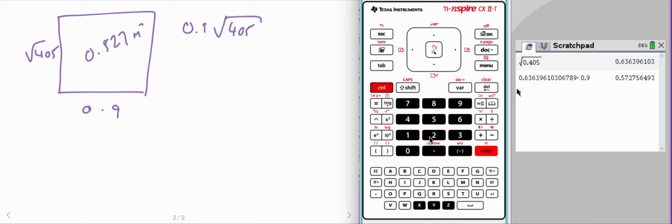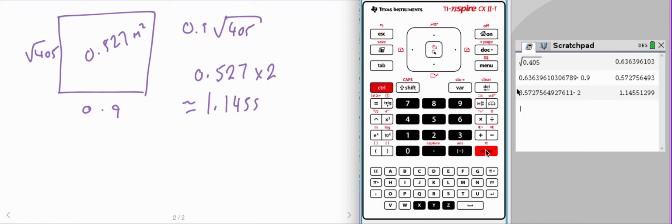0.573 square meters at this stage, but we have 2 sides to this roof. So what we're going to do now is take our answer and multiply that by 2. Notice I haven't rounded my answers yet, which gives us a value of 1.14551299 meters squared. To 3 significant figures, 1.15 meters squared.